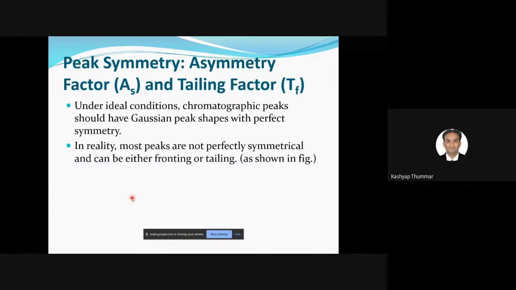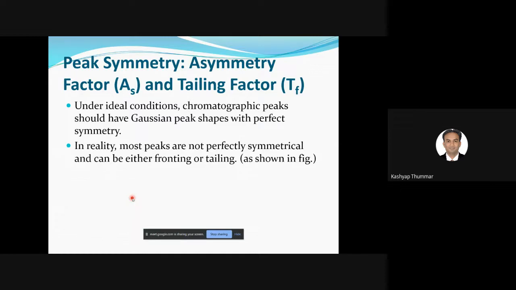Now, peak symmetry, asymmetry factor, and tailing factor. Again, it is also an important factor, because peak symmetry means what the peak shape is. Tailing factor and peak symmetry are equivalent, because we have seen that retention time and flow rate should be ideal, and after that comes the peak shape. What is the criteria for peak shape?